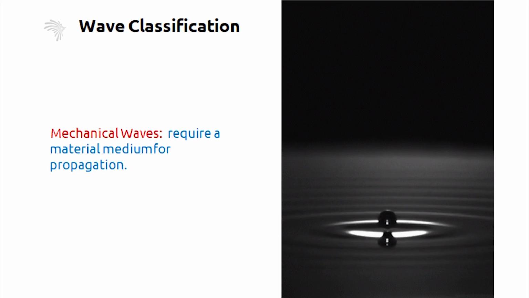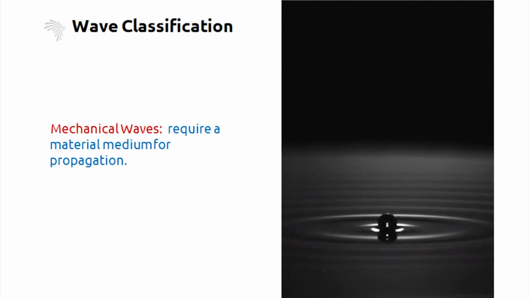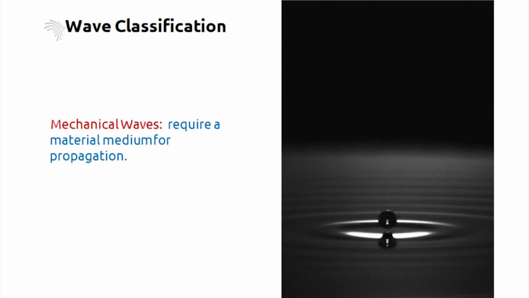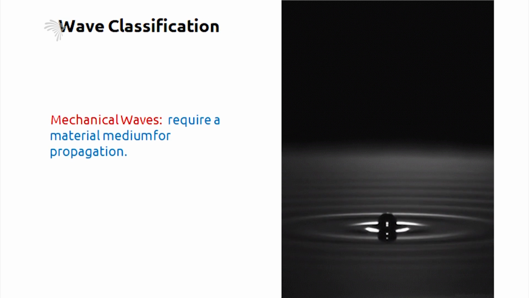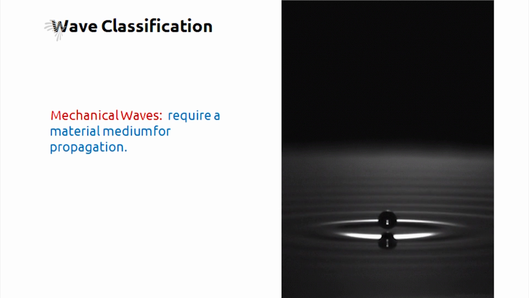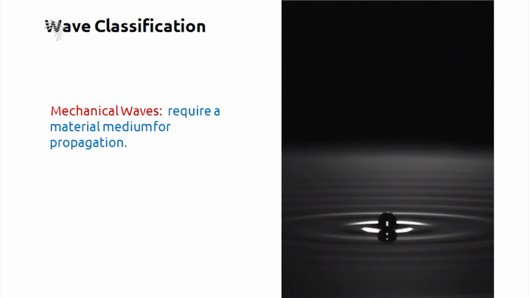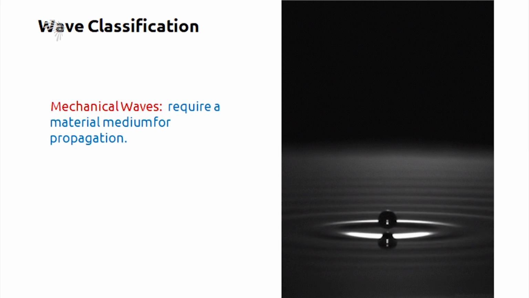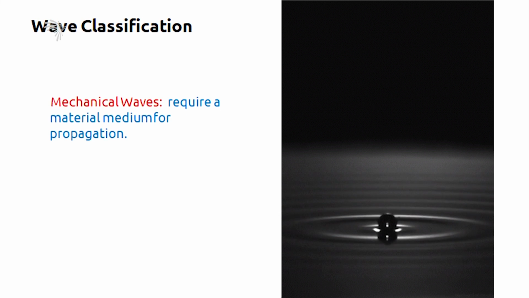Mechanical waves are waves that require a material medium for propagation. They use the particles of the medium to carry and transport energy. Examples of mechanical waves are waves on strings and springs, waves on water surface, sound waves, and seismic waves.